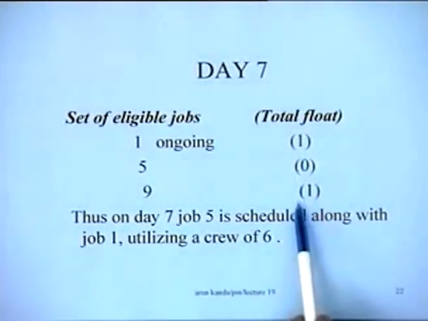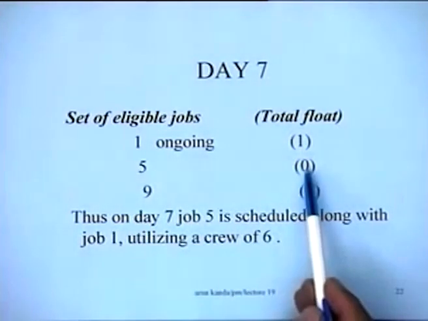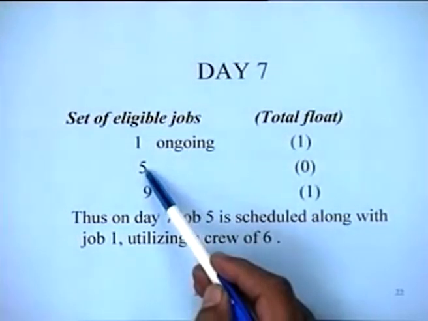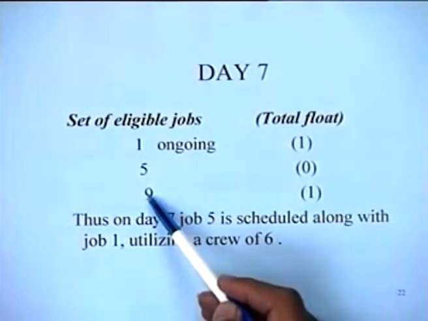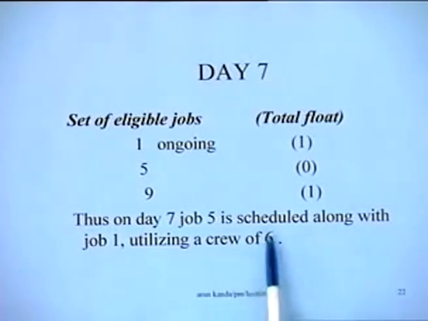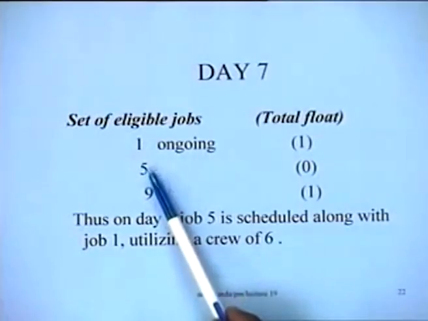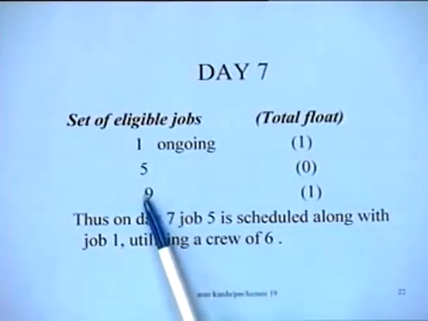So our list is like this. So thus on day 7, job 5 is a critical job, it has to be scheduled, and once it is put along with job 1, job 9 cannot be scheduled. So job 5 is scheduled along with job 1, utilizing a crew of only 6. So that is the decision that we take on day 7. Is that clear? So we have now decided to schedule 1 and 5 together, and 9 will have to wait. So let us see what happens on day 8.